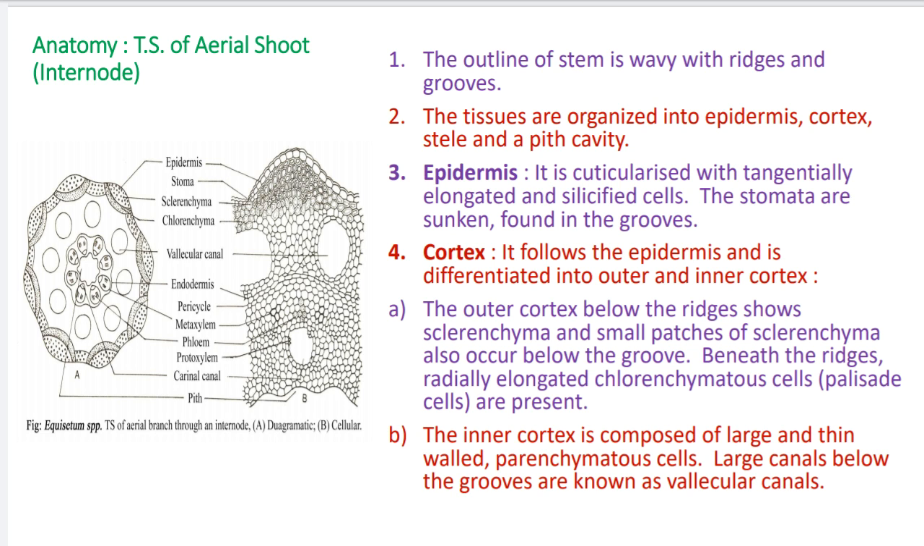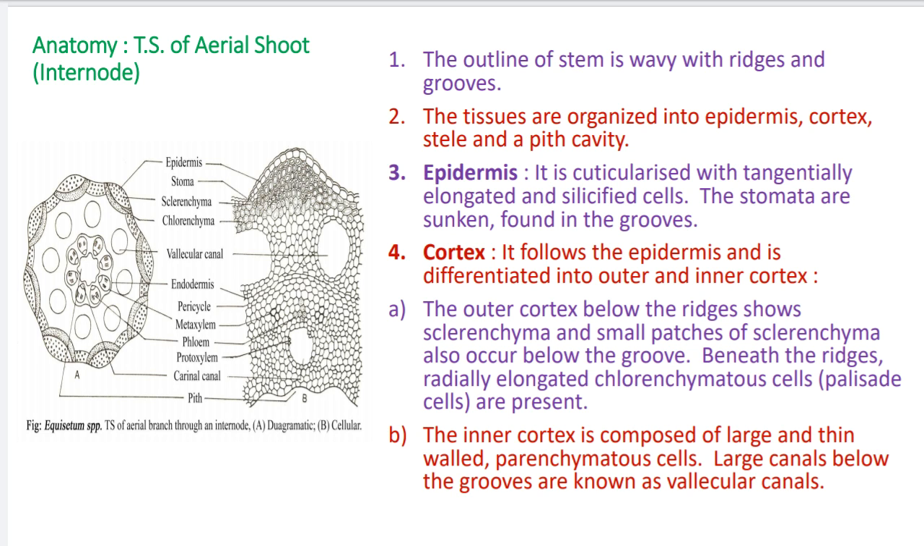Number 4, cortex. It follows the epidermis and it is differentiated into outer and inner cortex. Below the epidermis there is a cortex, and this cortex always has a storing function. It can store food material. That is the very common function of the cortex, and this cortex is further divided into outer cortex and inner cortex. Now the first point is small a, the outer cortex.